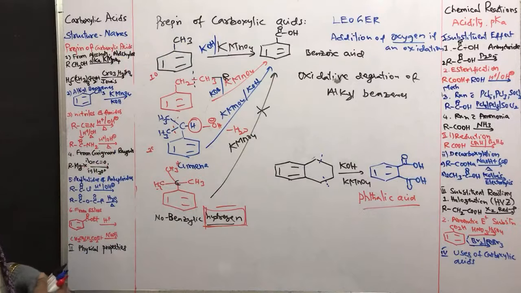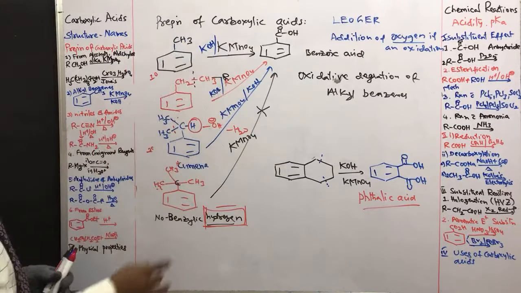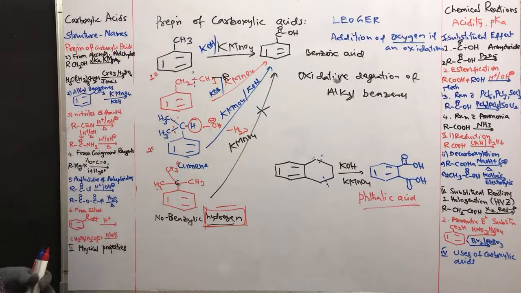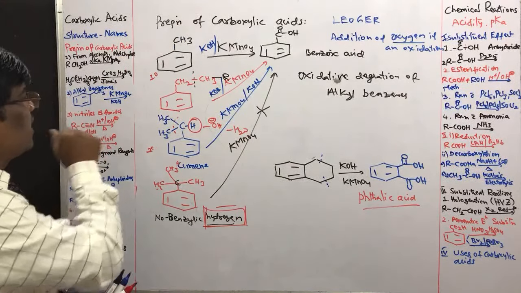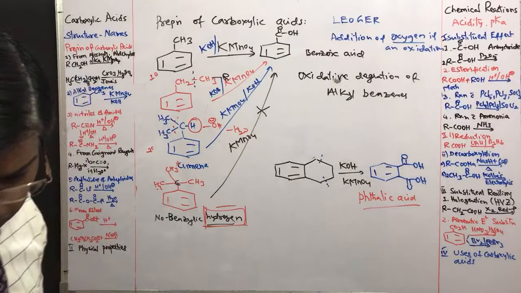Next. So this is very, very important, students. Next, oxidation of or preparation of carboxylic acids from nitriles and amides. Let us see.